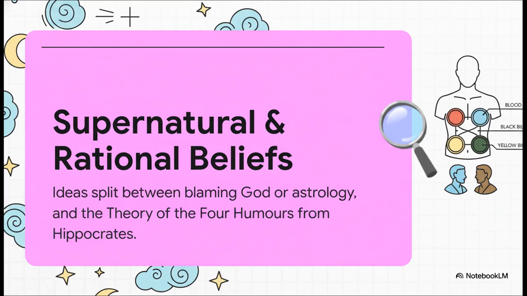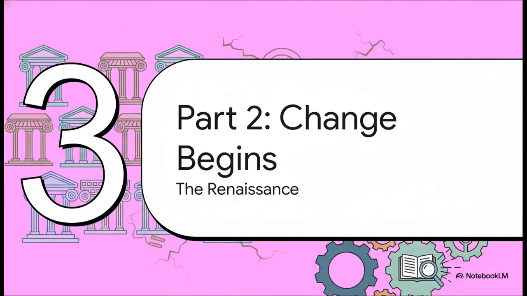But on the other hand, you had this rational approach that came from ancient Greece, the theory of the 4 humors. The idea was that your body was like a container of 4 liquids: blood, phlegm, black bile, and yellow bile. If you were healthy, they were all perfectly balanced. If you were sick, one of them was out of whack. This one idea dominated medicine for over 1,500 years, and it was a massive barrier to finding the real causes of disease. Now we move into the Renaissance, which literally means rebirth.